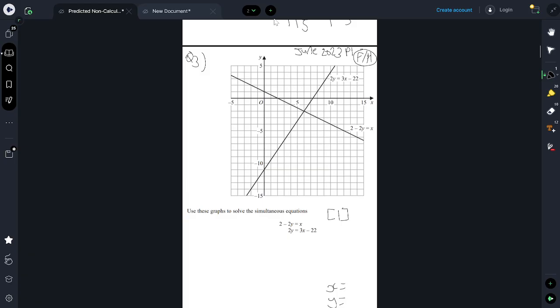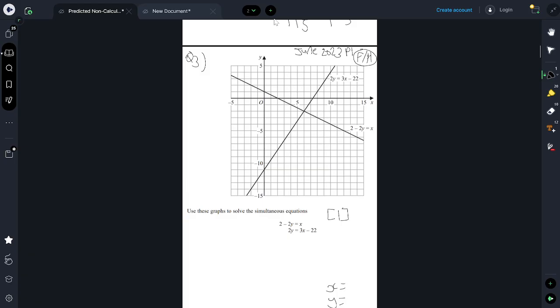So how do we solve them? Well, this happens graphically when they intersect. So when they cross, that is the solution to the simultaneous equations, okay? So when you're given a graph and you want to find when they both are equal to each other, it's their intersection point. So then what we can do then is simply read off the graph.